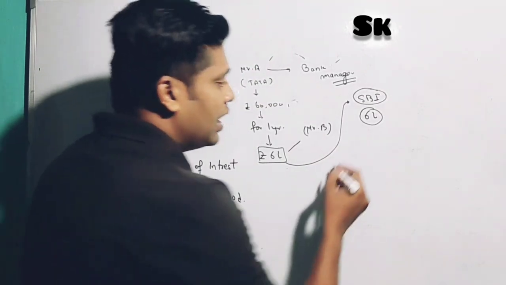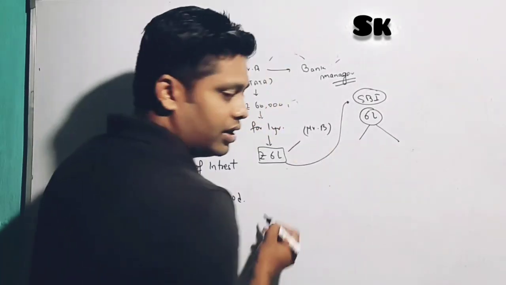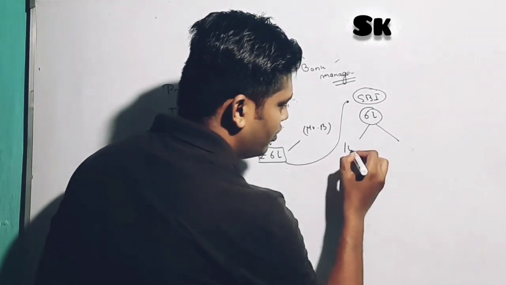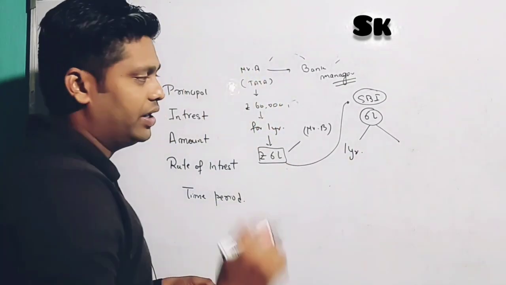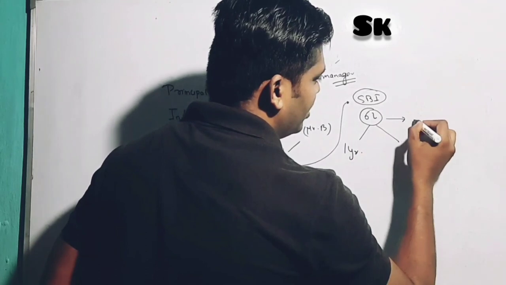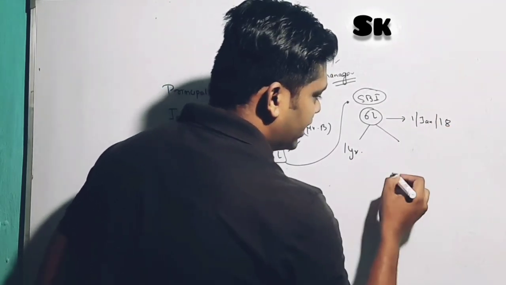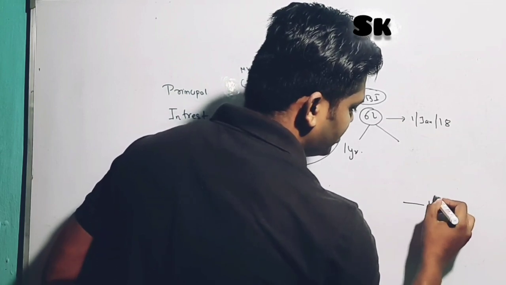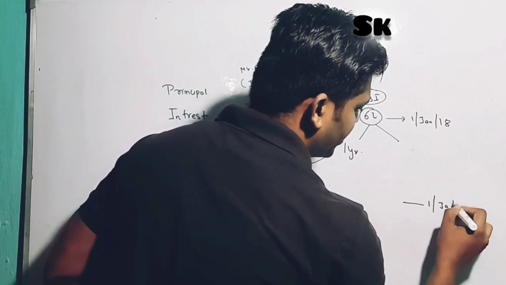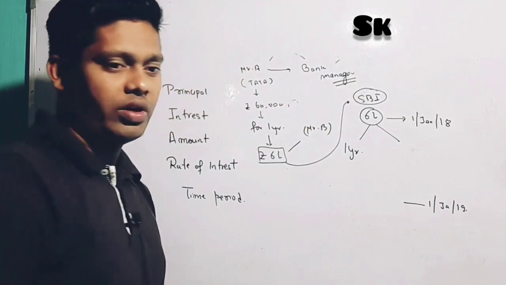Okay, and I told you to keep it for 1 year. You said 1 year, na? Okay, I will keep it for 1 year. 1 complete year means, for example, you have given me on 1st January 2018, and now you are going to collect it on 1st January 2019. 1 year is done.